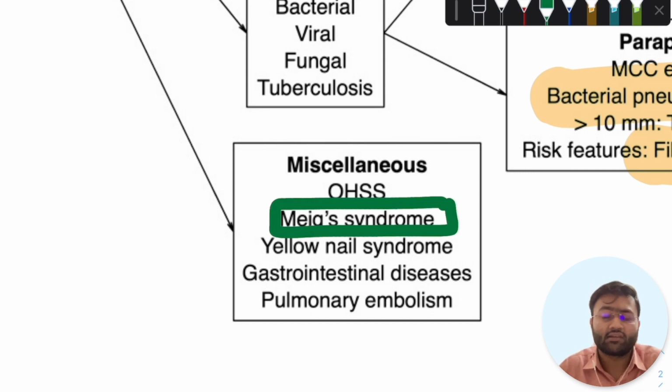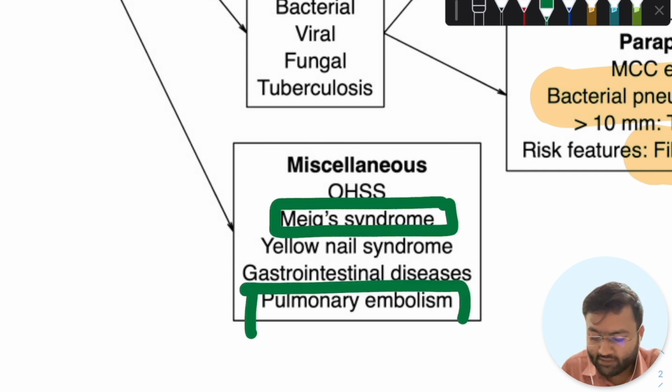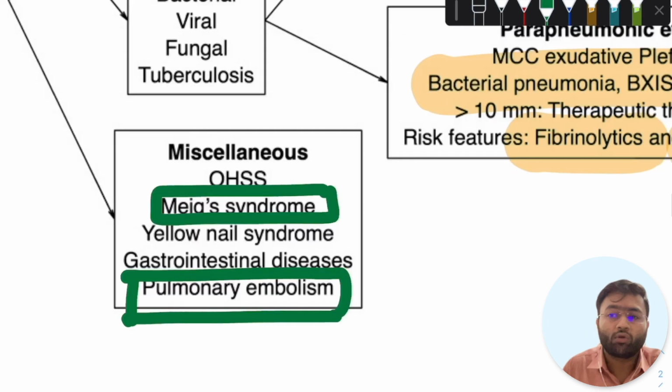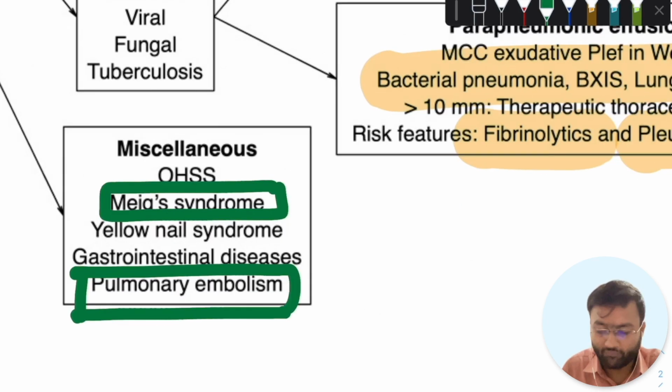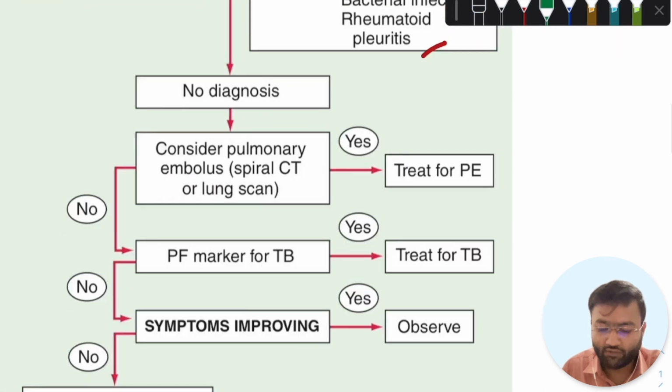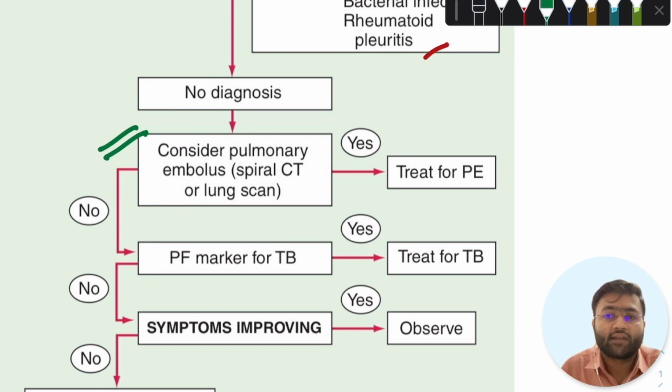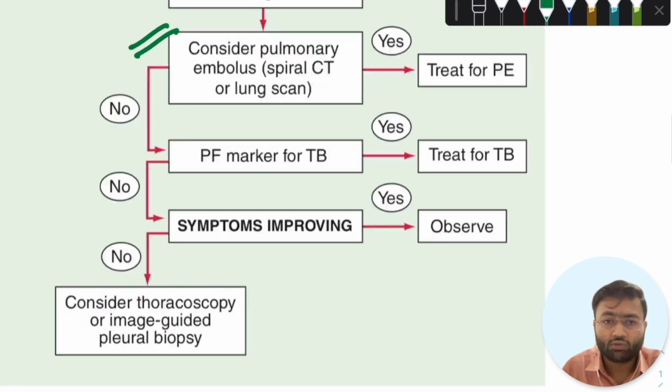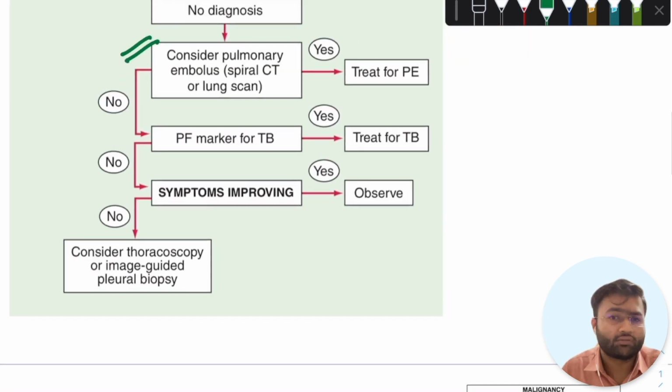In gastrointestinal diseases, remember esophageal perforation or say pancreatitis. In these conditions, the pleural fluid amylase value is elevated, and pulmonary embolism is an underlooked cause for pleural effusion. So if the diagnosis remains obscure, you should think of pulmonary embolism as one of the important etiologies. So this is also given over here in this diagnostic algorithm. So this is all that is related to this chapter.